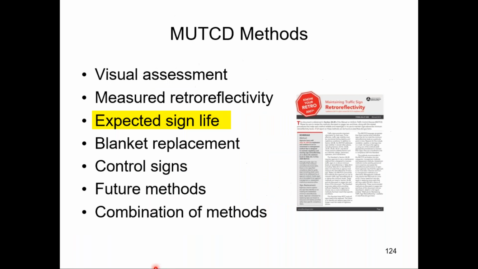And the first one we'll look at is expected sign life. And again, just a reminder, all of these are described in, I won't say great detail, but in a fair amount of detail in this Know Your Retro publication from the Federal Highway Administration. And this is one of the PDFs that Mike has posted for you. You can download these documents. And I would urge you to download this one, because it supplements the MUTCD. In fact, it's mentioned in the MUTCD as one of the documents.